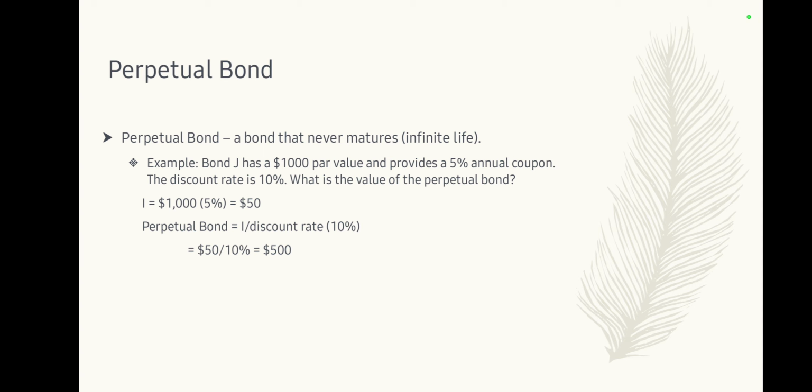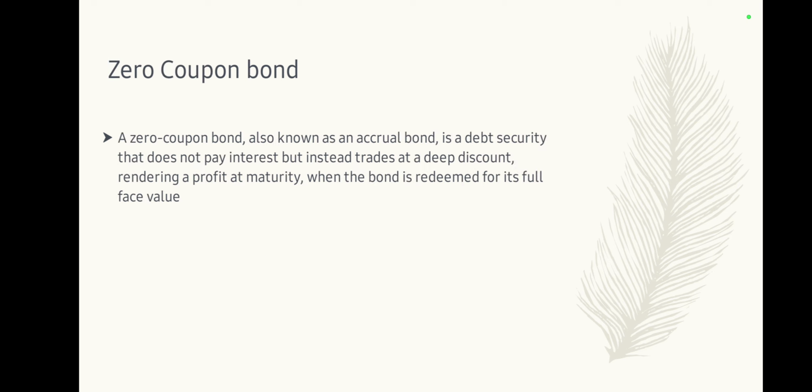What you need to do is, first, you need to get the I or the interest, which is 1,000 multiplied by the 5%. So that is $50. And the perpetual bond is calculated based on I over the discount rate, which is 10%. So the perpetual bond for this problem is $500.